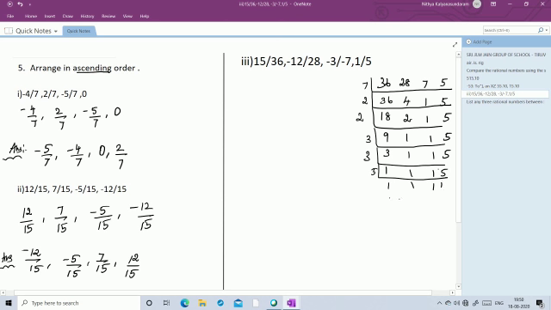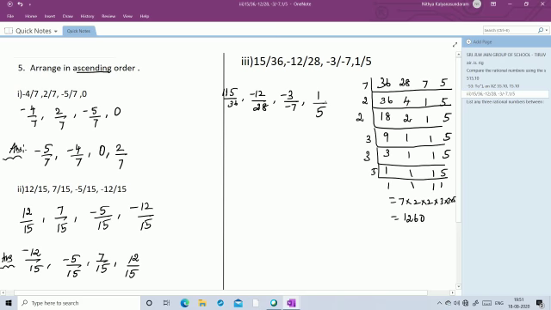So multiply 7 into 2 into 2 into 3 into 3 into 5. Once you multiply, you will get 1260. So we need to change the denominator to 1260. So 15 by 36, minus 12 by 28, minus 3 by minus 7, 1 by 5.